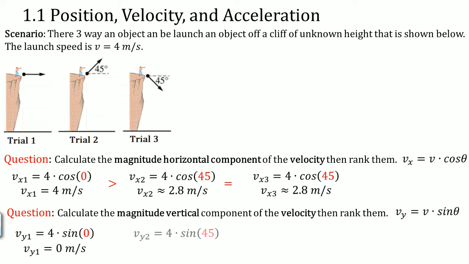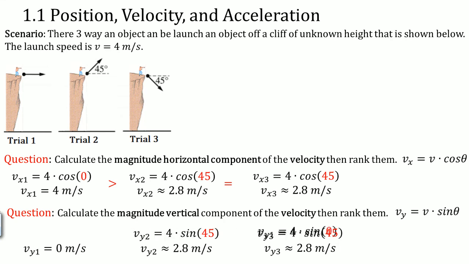Sine of 0 is just 0 because there is no vertical part in trial 1. In trial 2, you plug that in, you get 2.8, which is the same. Cosine of 45 and sine of 45 are the same exact value. Same thing for trial 3. Now we want to rearrange it so we can rank them. So the completely horizontal trial 1 goes last. The first two now are the same, which are going to be greater than the last one.